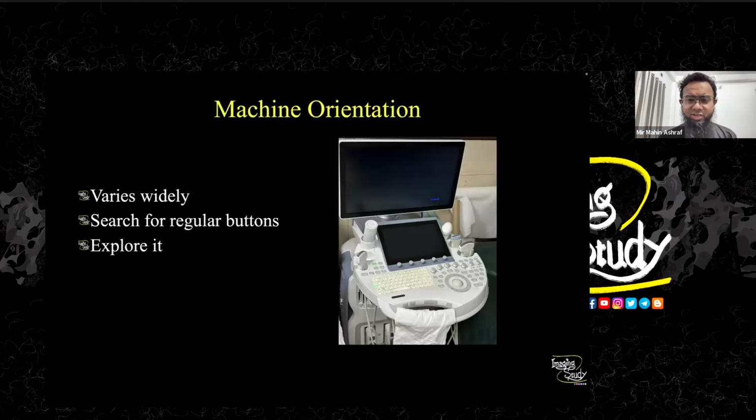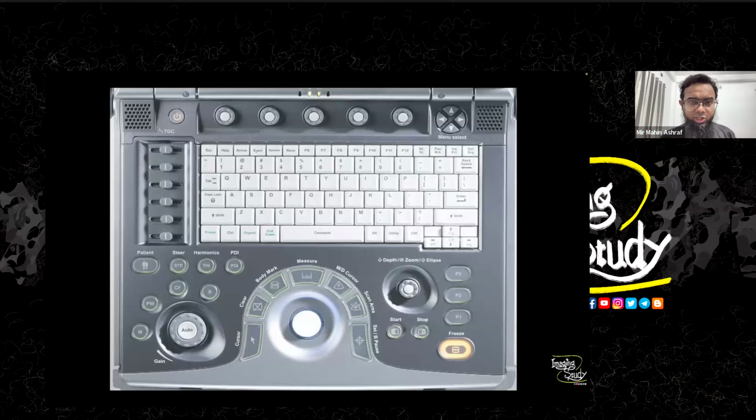Okay, so machine orientation. This is the machine I'm using right now. Not right now, in my chamber actually. Ultrasound machines are very different. One is different from another, and even the same manufacturer makes different types of machines. Buttons are very confusing sometimes, but you have to search for some regular buttons, and obviously you should explore the machine. So here is a Sonosite machine that you won't commonly see now.